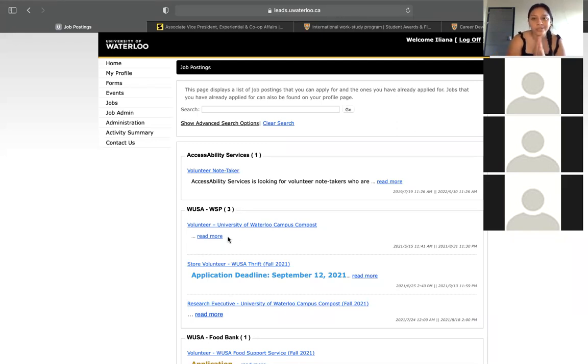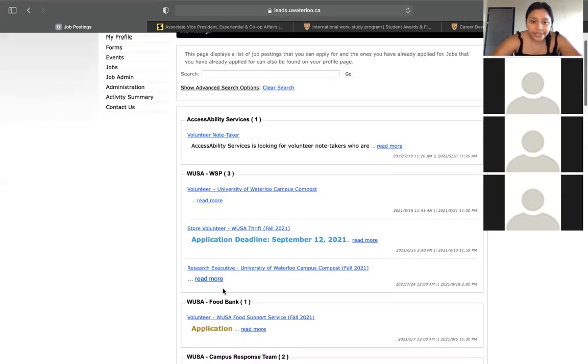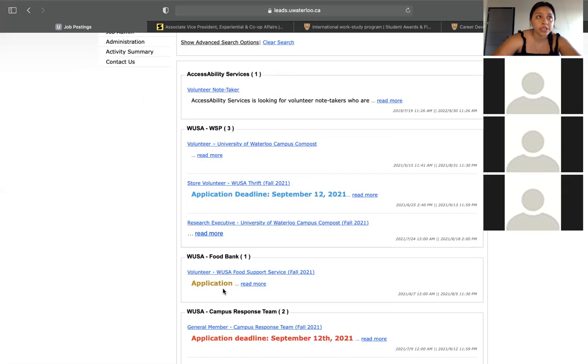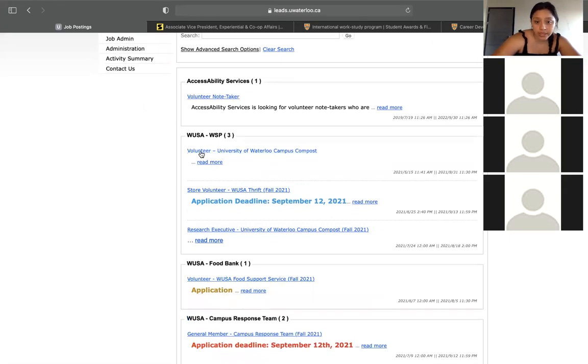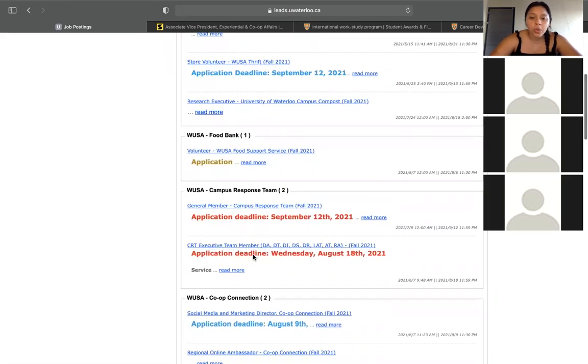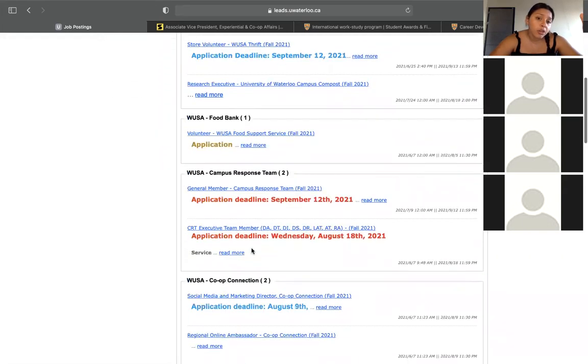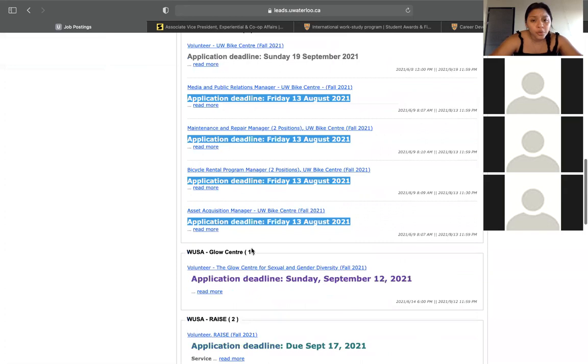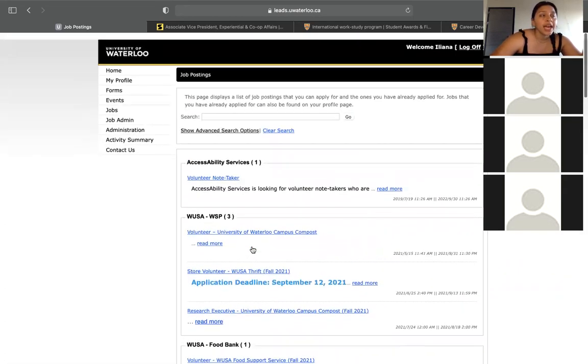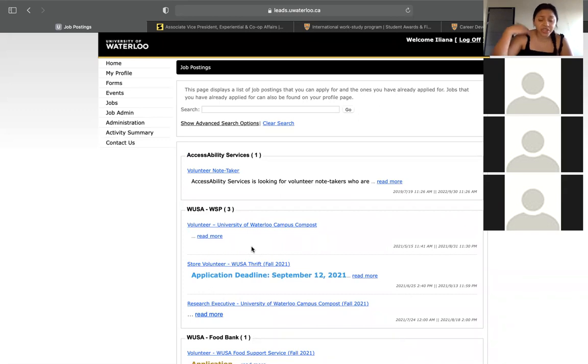So this is Waterloo Leads. On this website is where you will find all the jobs that are listed on campus. As you can see here, you would not only find part-time jobs, but also volunteering opportunities, like you can see here that says volunteering, store volunteering and stuff like that. You can just scroll down and see all the jobs available for you. If you don't have a specific idea of what you want to work in, you can just scroll down and search and search and search.